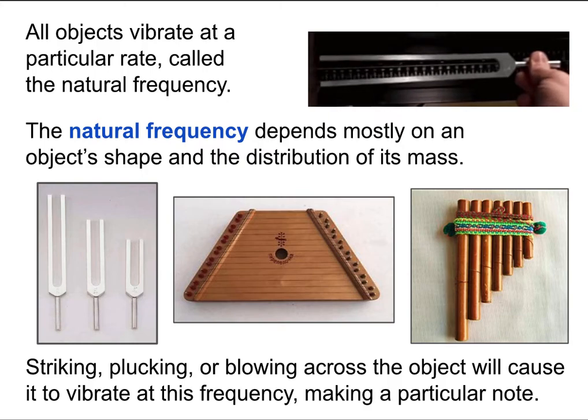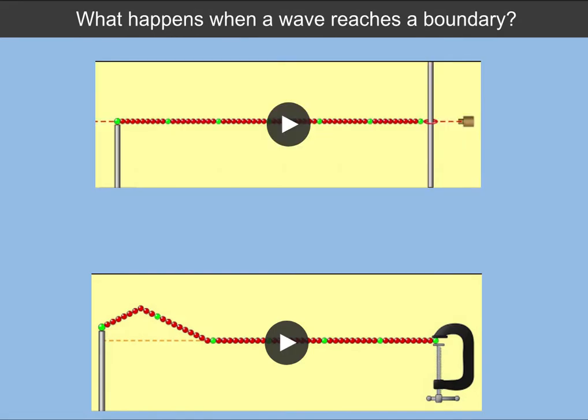In an earlier video, we talked a little bit about how different objects naturally vibrate at particular frequencies called their natural frequency. This leads us into understanding how different musical instruments can be adjusted to create different notes or different tones. To understand this, we first need to look at how waves react when they hit different boundaries.